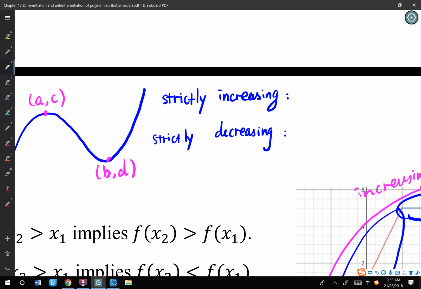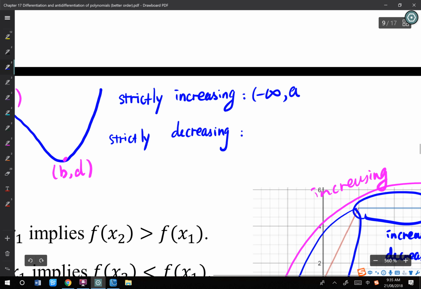What do you think for increasing? Negative infinity to A, and union? Okay, my question is, do we include B, or not include A and B, or include one of them? Exclude?